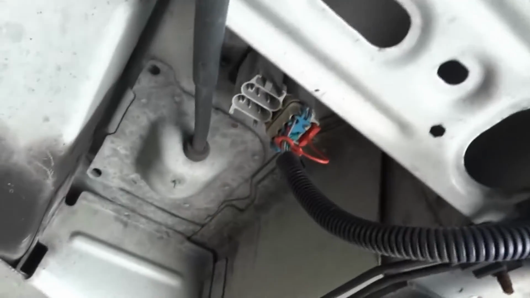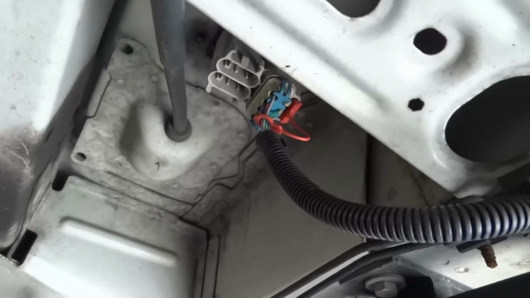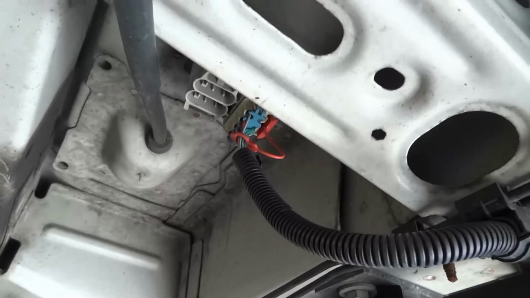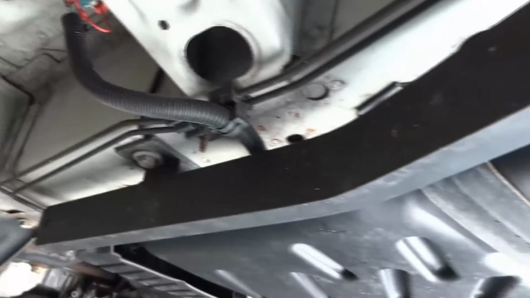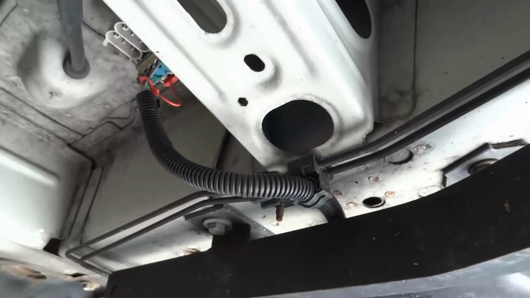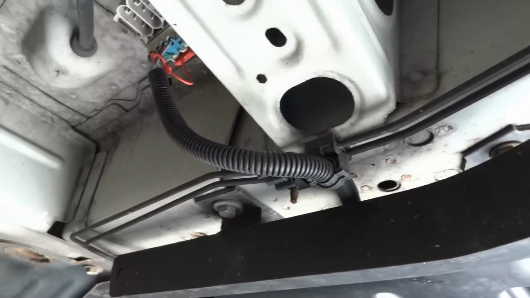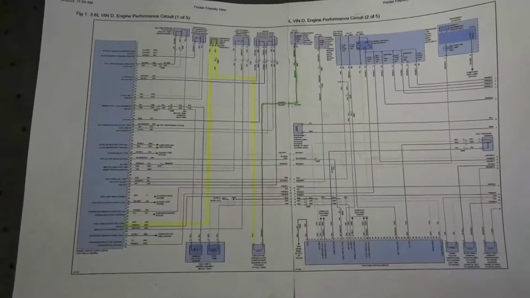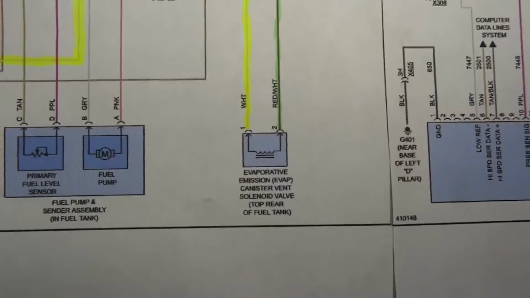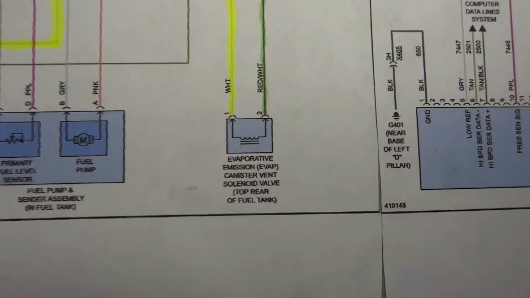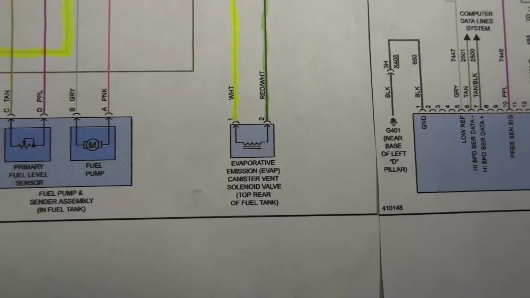So I'm gonna show you the wiring diagram, okay? In case you still have a question about what I just did, and after that we're gonna lower the fuel tank so we can get access to the vent solenoid. So this is gonna need a new vent solenoid. So here is our wiring diagram. This is our vent solenoid. As you can see, it says Evap canister vent solenoid valve.